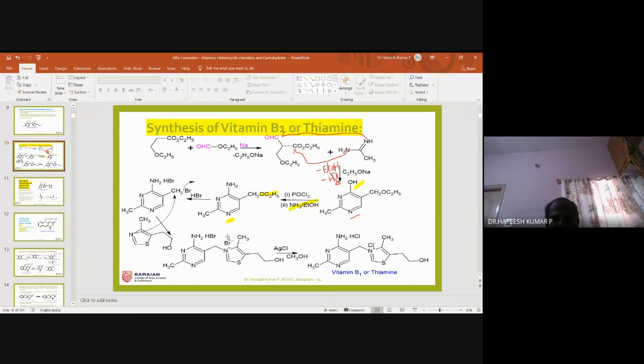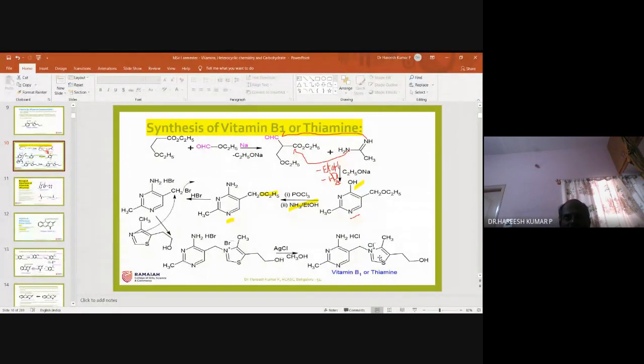So this bromide salt can be converted into chloride salt just by treating with silver chloride. So that means the product is formed here itself, but bromide is more hygroscopic compared to the chloride. That is the reason the bromide salt is converted into chloride salt just by treating with the silver halide. So silver bromide will be the leaving group and Cl will sit over here. So that is how vitamin B1 is obtained.